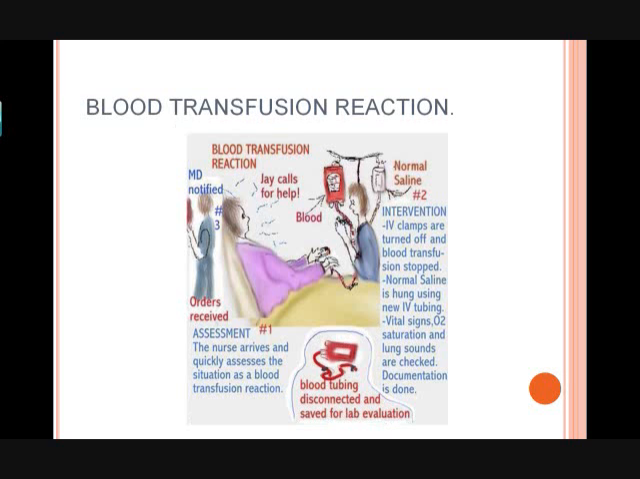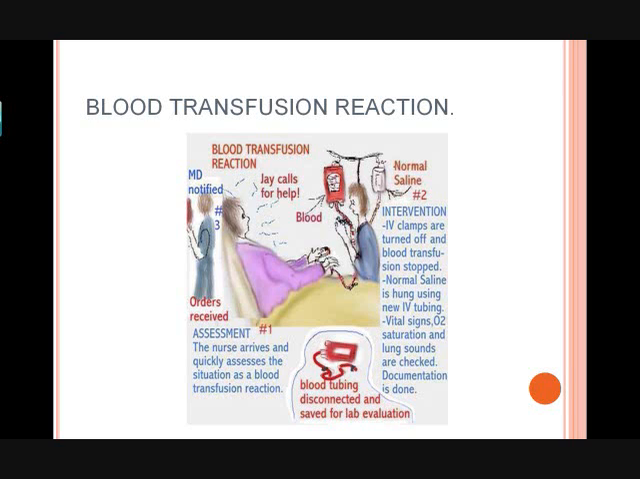So this is the cartoon, the blood transfusion reaction. Somebody's calling for help. Intervention. Assessment number 1, the nurse arrives and quickly assesses the situation as a blood transfusion reaction. You see the MD is notified over there. The blood tube is disconnected and saved for lab evaluation. The IV is clamped, turned off, and the blood transfusion is stopped. The normal saline is hung using new IV tubing. So you have the normal saline up.